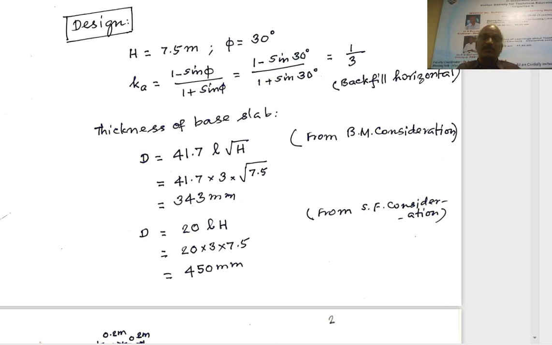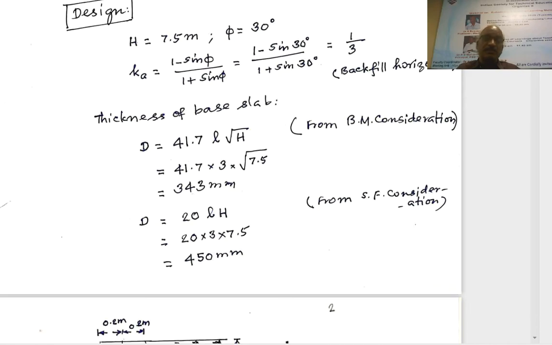Now here the backfill is horizontal, we must be aware of that. So this gives 343 mm. The next formula is D equal to 20 L root H. So 20 into root of L, which is 3 meters, and H is 7.5, equal to 450 mm. One is from bending moment consideration, the other is from shear force consideration. These are the formulas available. Therefore, from these two values, we can decide the base slab thickness.